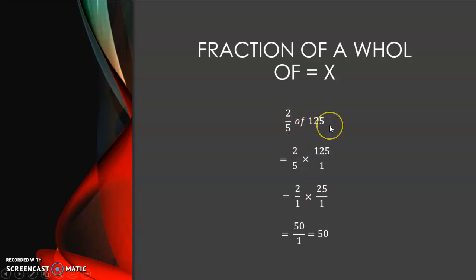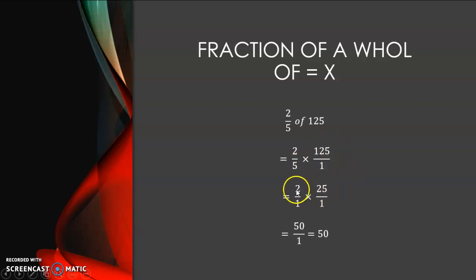2/5 of 125. Remember again, I take my whole number and I write it over 1. Let's see for common factors. Here's 5 and 125. They share 5 as a factor. 5 divided by 5 is 1, and 125 divided by 5 is 25.